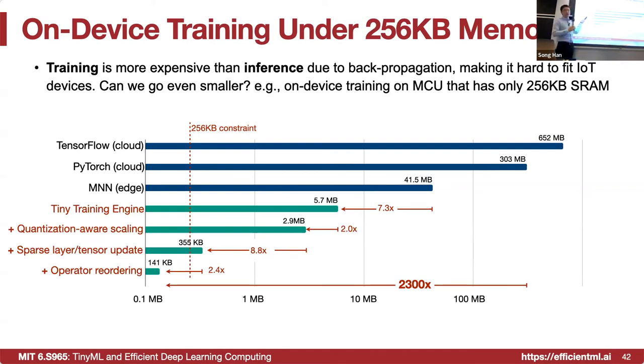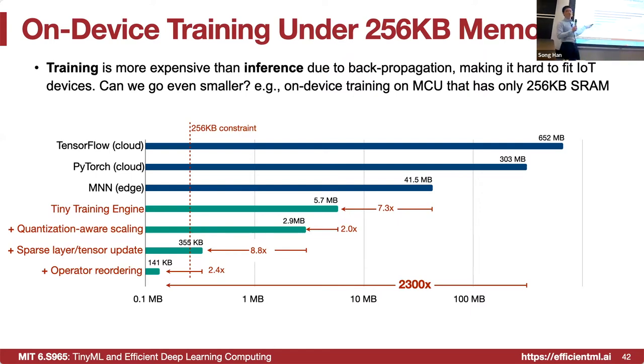So we designed this tiny training engine, okay? That can cut the memory by 7x compared with MN, only 5 megabytes. But that's still not our goal, right? Our goal is only 256 kilobytes. And then we can do quantization aware scaling to enable int8 quantized training. Okay? Not only quantized inference, but this is actually quantized training. All the gradients, the weights, the biases, the activations are in only 8 bits. Okay? That's another 2x saving of the memory.